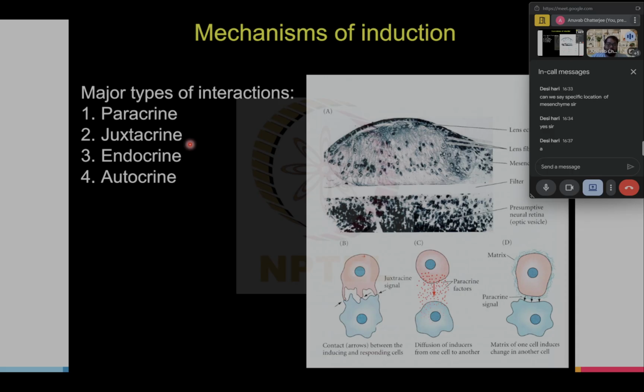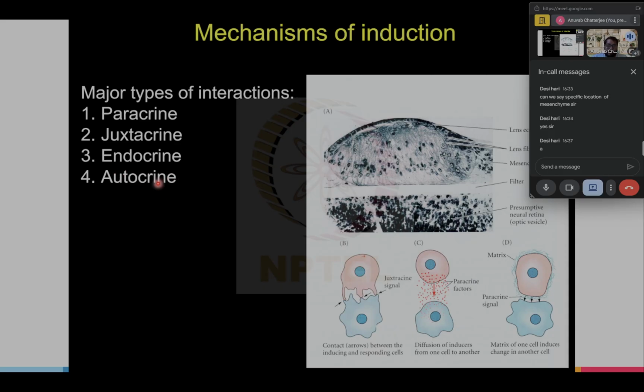Then there is juxtacrine signaling. Juxtacrine is just when the cells are touching each other. They have cell surface bound signaling molecules and they touch each other to actually tell something to the other cell. So they signal by touching each other. They have to have interacting junctions, and this is known as juxtacrine signaling.